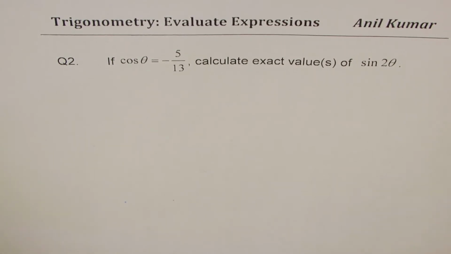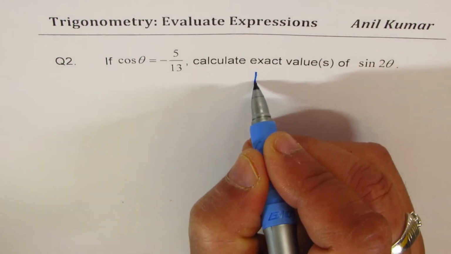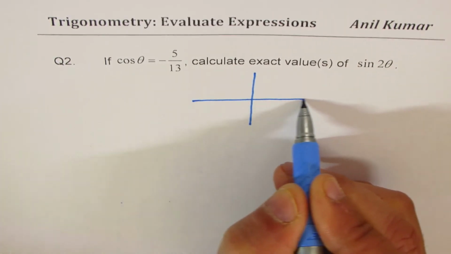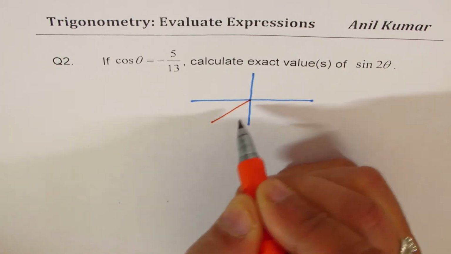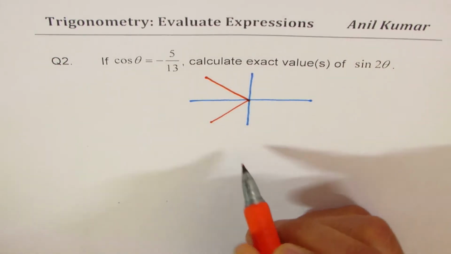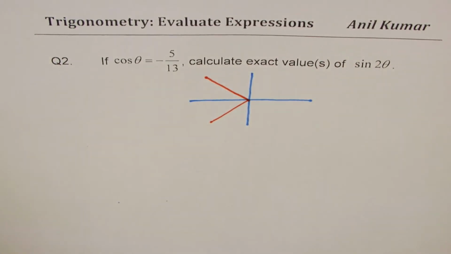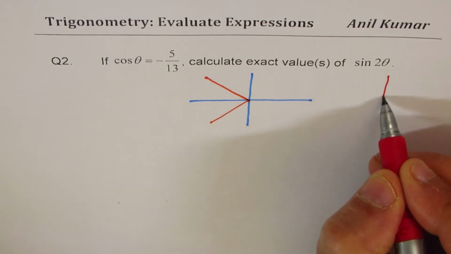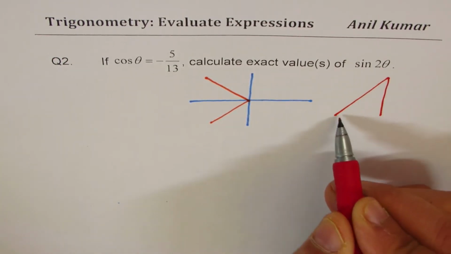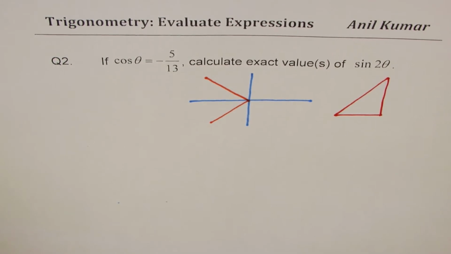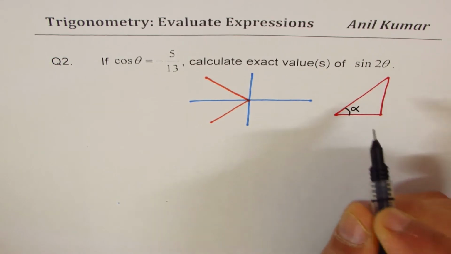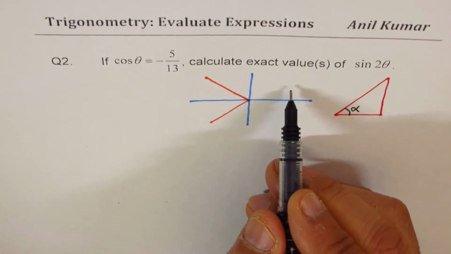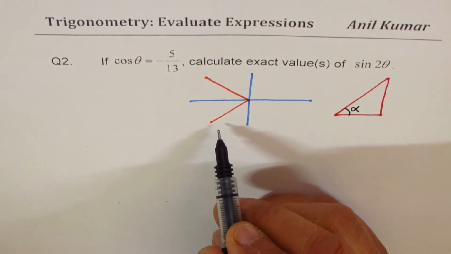As I discussed earlier, cos theta is negative. That means we are looking for two solutions. Our triangles could be in quadrant 3 or 2 to give this value. What I normally do is just sketch a triangle. I don't bother about which quadrant the triangle is in. We are given cos theta. Let's say this is angle alpha. We are considering everything positive. We'll put signs later.